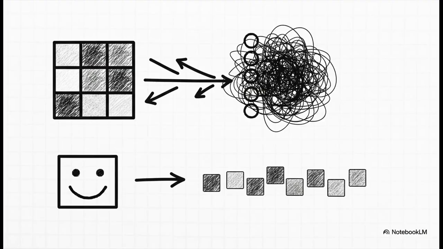See, if we just tried to use that multi-layer perceptron we were just talking about, we'd run into two fatal flaws. First, the number of connections between the neurons would just explode. A simple picture would need millions of parameters, making the model impossibly huge and slow to train. Second, to even feed it into that network, you'd have to flatten the image into one long line of pixels. And in doing that, you'd lose all the crucial information about which pixels are next to each other. You'd completely destroy the spatial structure you're trying to understand in the first place.